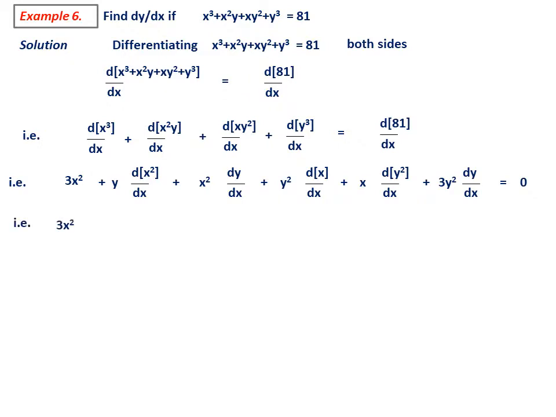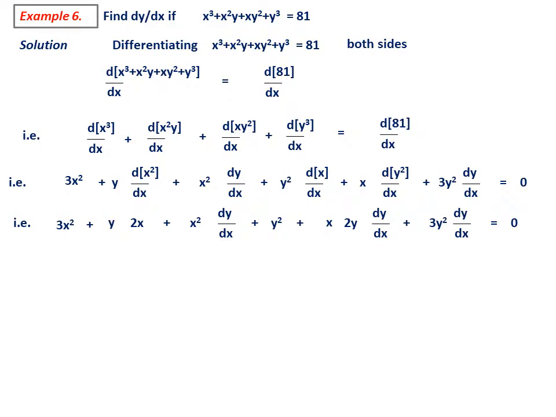So now, once again, first simplify. 3x square, then the second one is 2x, d by dx of x square, plus x square as it is dy by dx, plus y square, only d by dx of x is 1, plus x into 2y into dy by dx, plus 3y square dy by dx, this equal to 0.